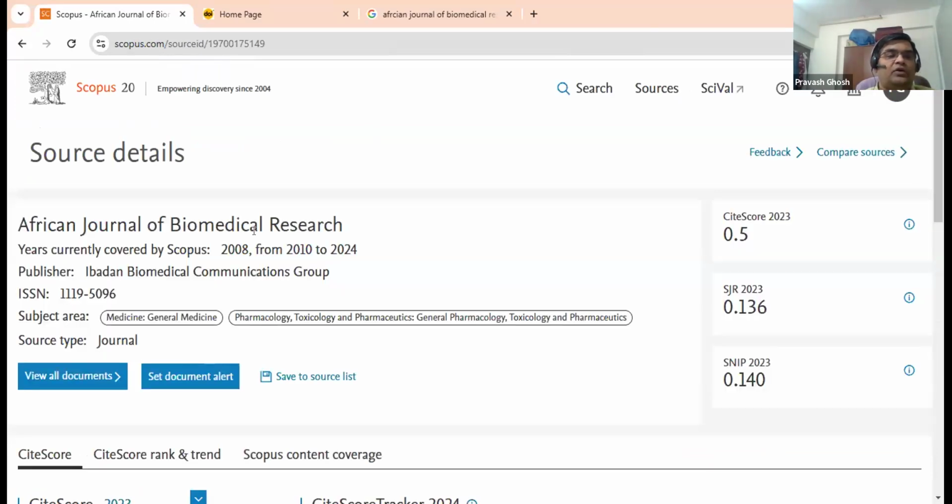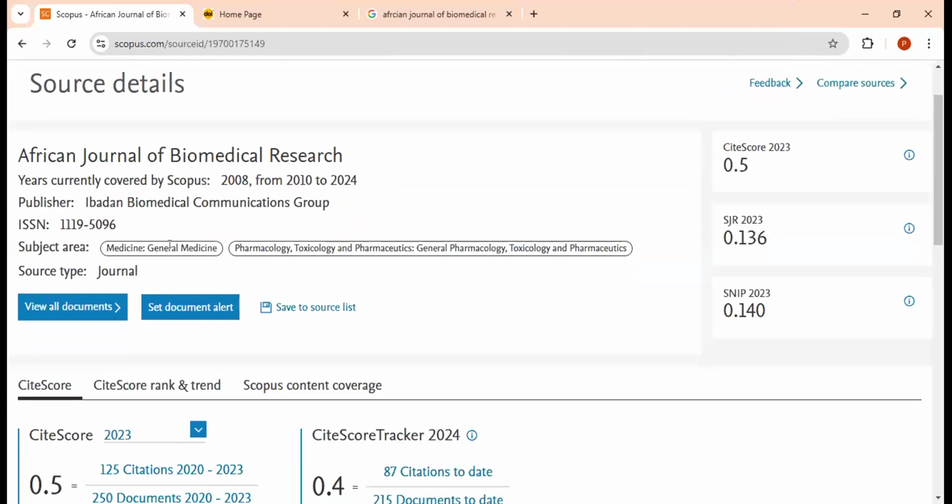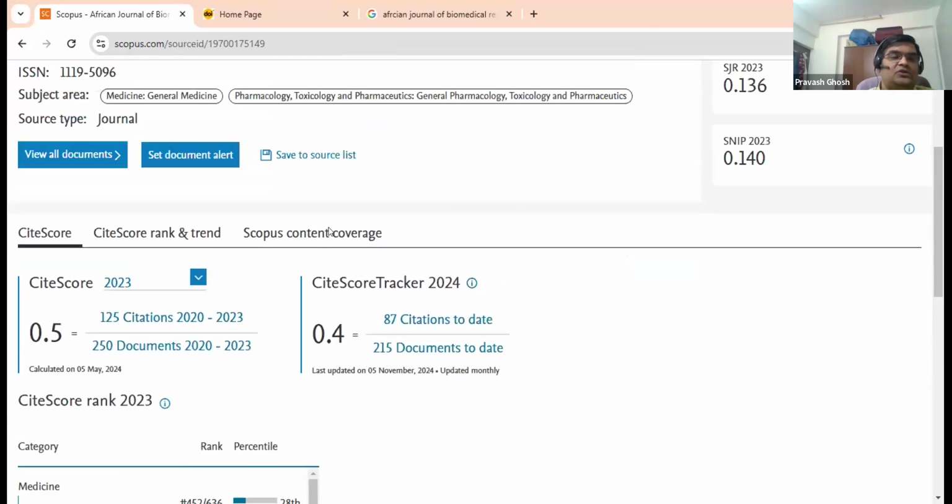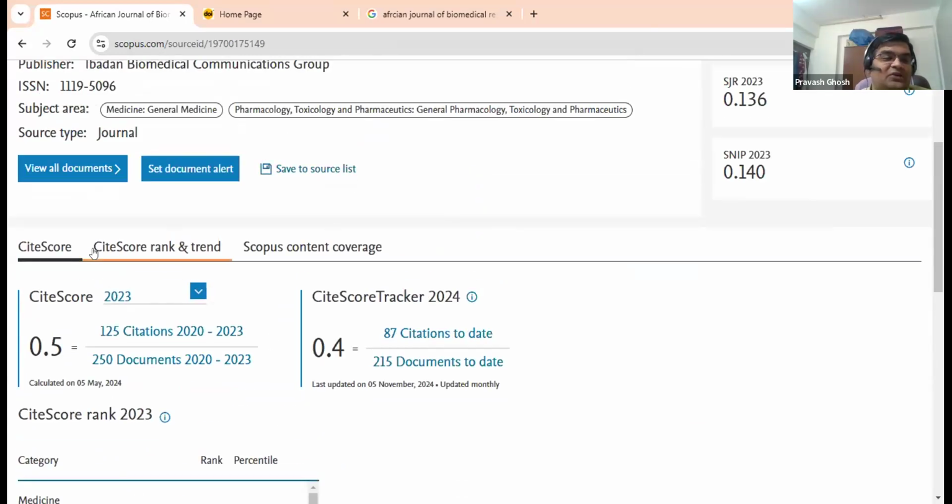Currently from 2010 to 24. This is the publisher. Let us do some research on this. The CiteScore is very low actually. 0.5 is very low. Not a good journal, first of all.